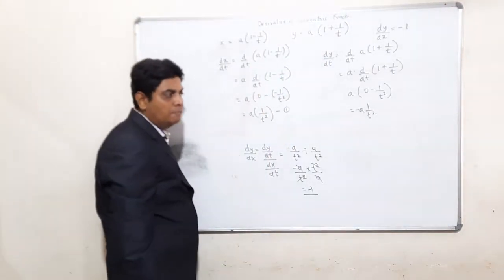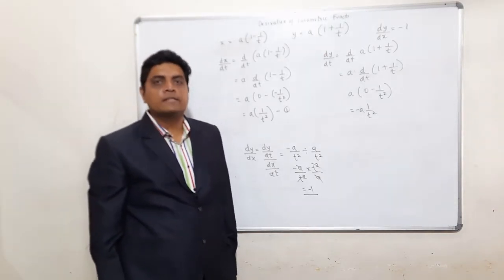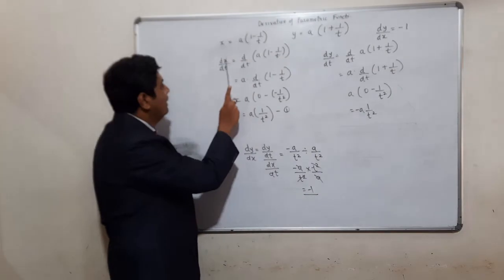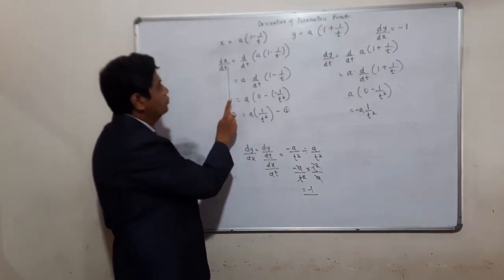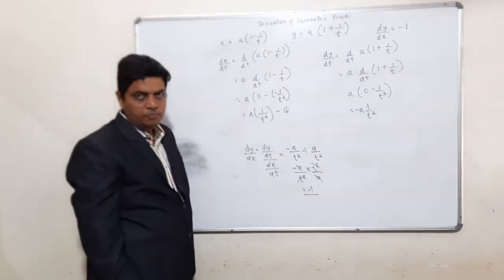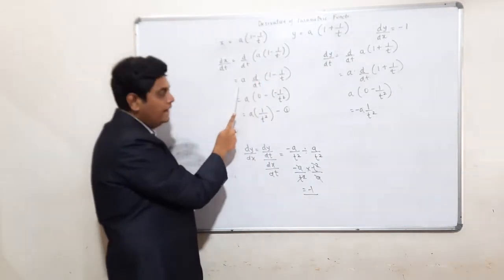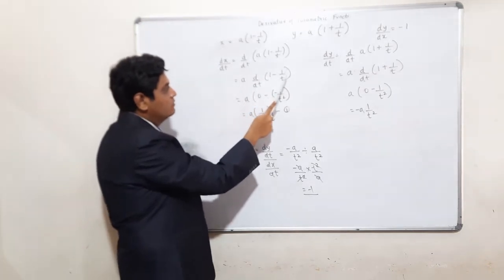So what is the formula? dy by dx is equal to dy by dt divided by dx by dt. So now let us look at, first we will find dx by dt. So it is derivative of a into 1 minus 1 upon t. It is constant multiplied by function of t. Constant comes outside. A into derivative of 1 minus 1 upon t.